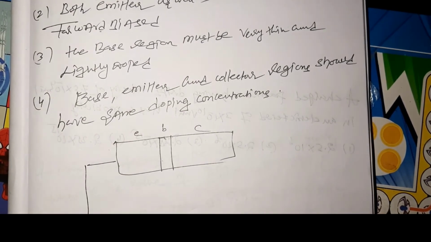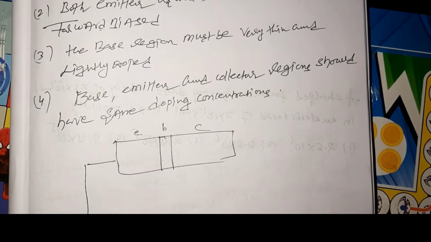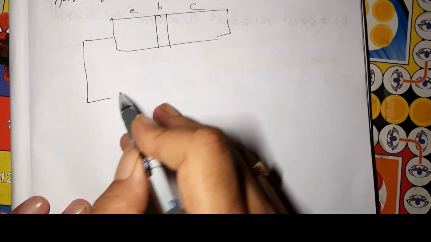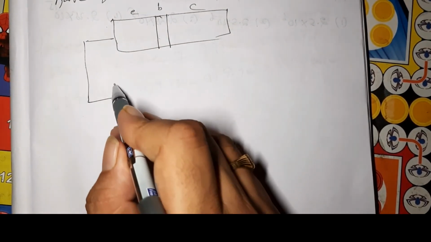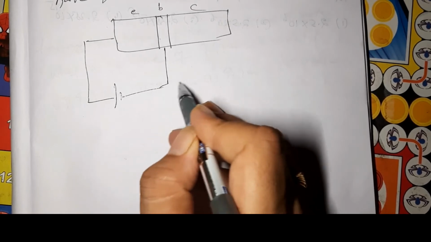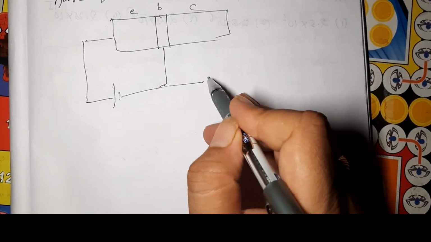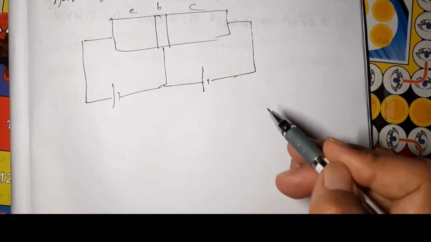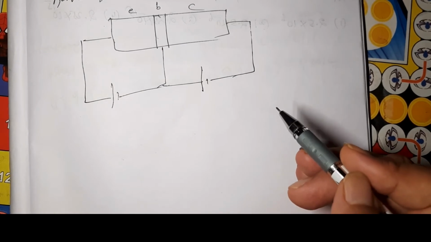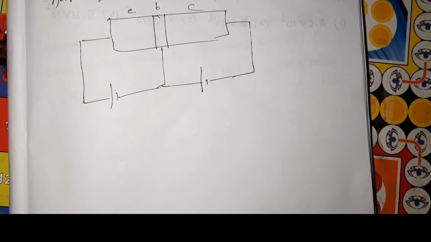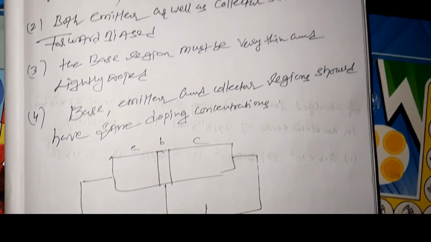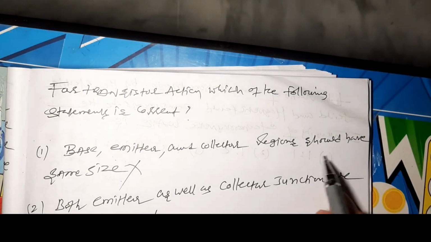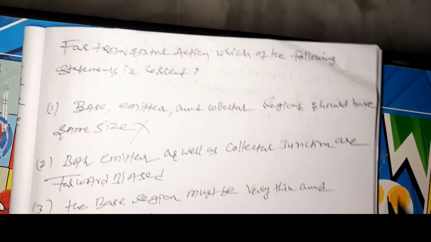Transistor has two junctions. One is emitter base junction, and another is base collector junction. This is a PNP transistor. So base, emitter and collector regions should have same size. This is wrong.